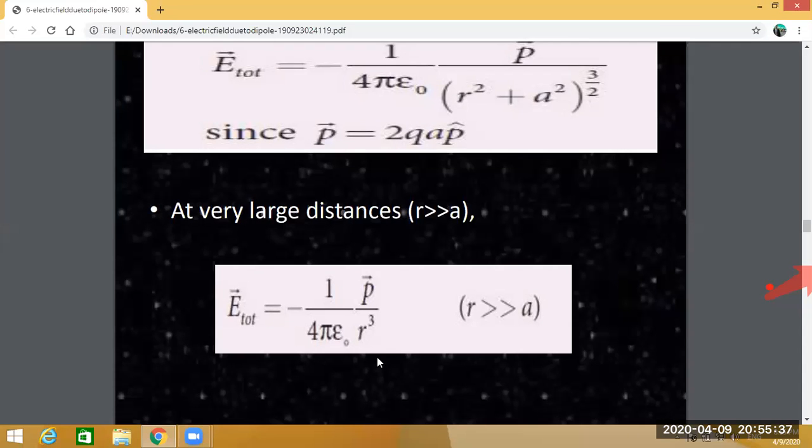So if we are asked for the ratio of the total electric field at the axial line and the total electric field at the equatorial line, where do we get the maximum electric field? We get the electric field maximum in the case of the axial line, and the electric field at the equatorial line is just half of that on the axial line.